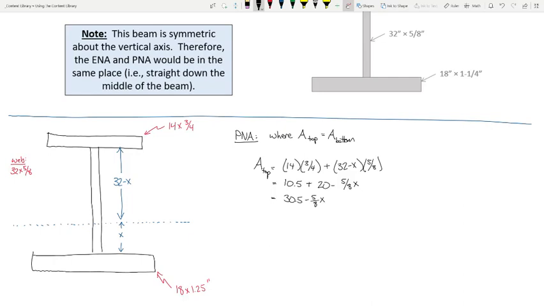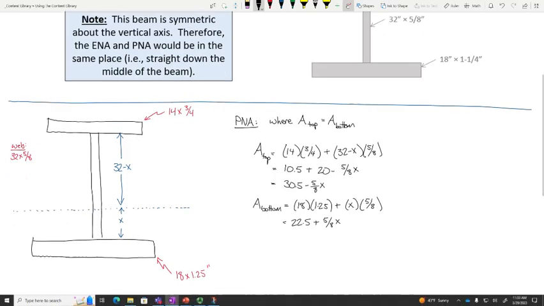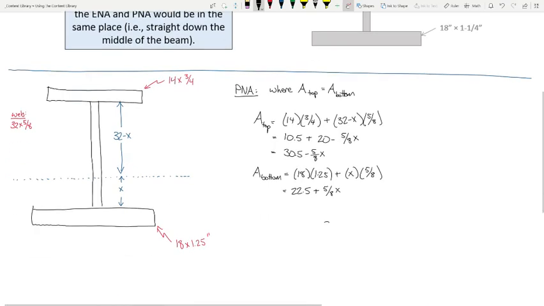What about the area below? So 18 times 1 1/4, I think that's 22.5 plus 5/8 x, right? So now what I need to do is set those two equal to one another.